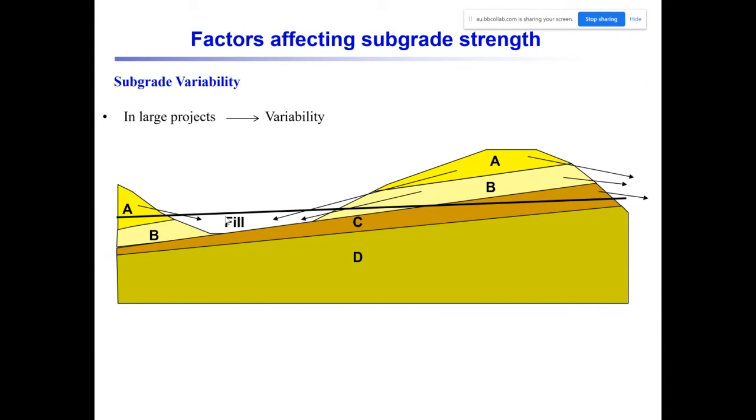All right, which factors affect the subgrade strength? We want to see which factors the subgrade strength depends on. The first factor is the variability of the soil, the type of the soil. This is obvious. We can have different types of soil. This is not like a structure where you just deal with one type of soil. This is a road, and this is actually the road level. You can see that along the length of the road level, the type of subgrade that you're dealing with is always changing.